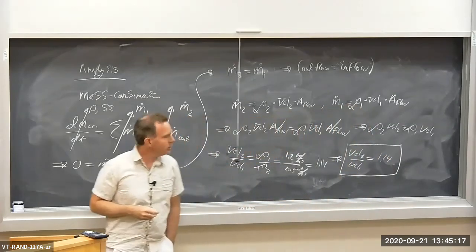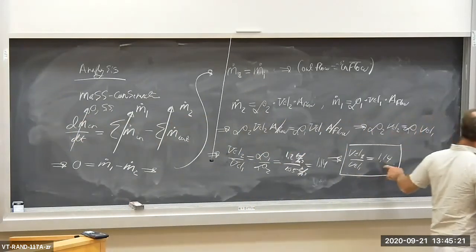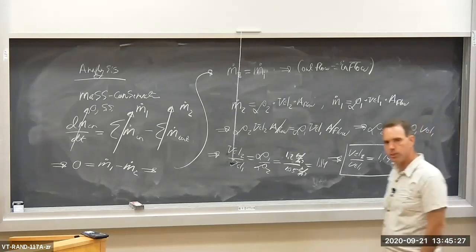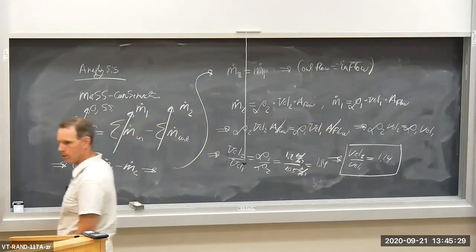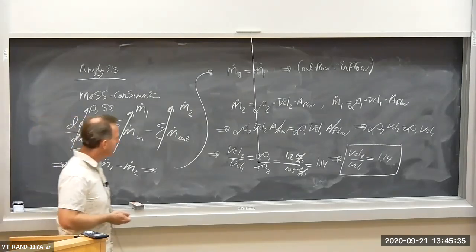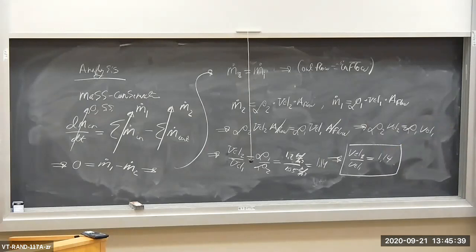So basically the outlet velocity is 14% higher than the inlet velocity. The outlet velocity is 14% higher than the inlet velocity. Okay, pretty simple problem. Steady state problem, application of the mass balance. Pretty simple problem.